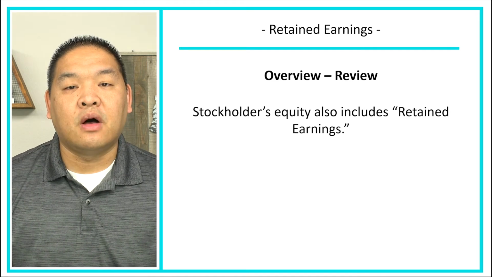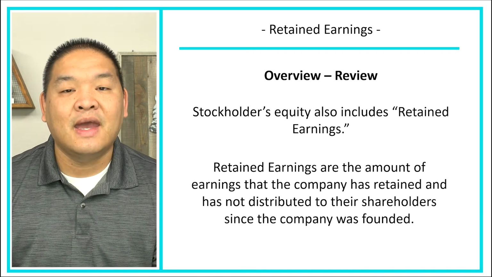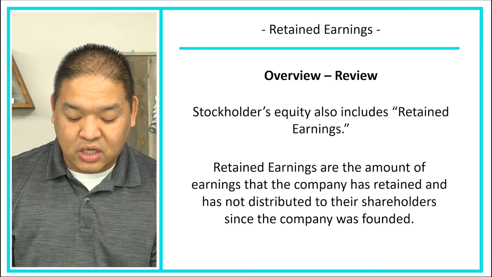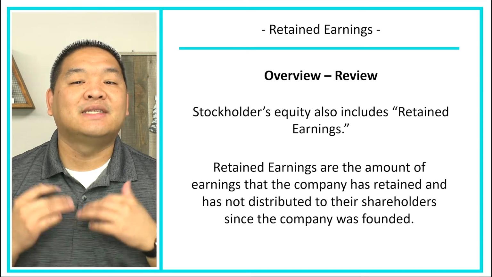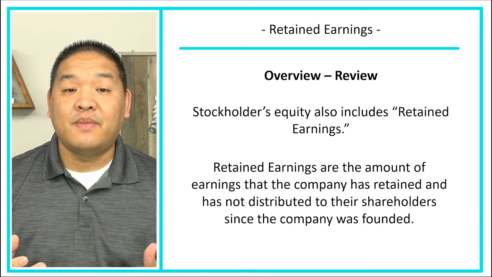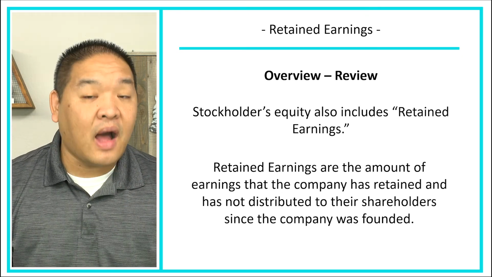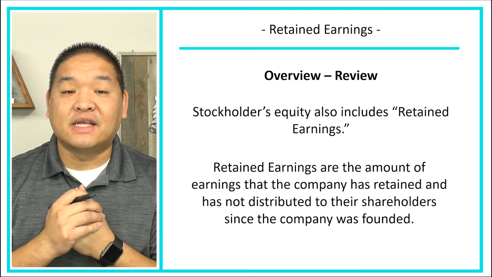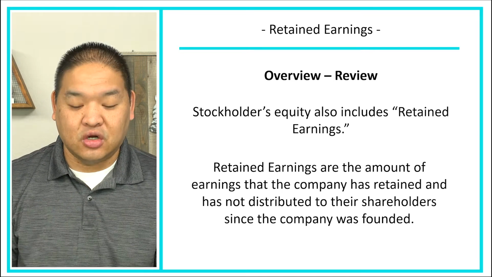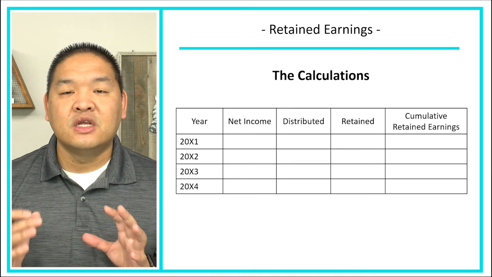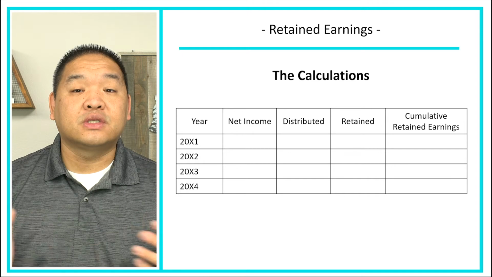Stockholders' equity also includes retained earnings. Retained earnings are the amount of the earnings that the company has retained and has decided not to distribute to their shareholders. And the keyword here is since the company was founded. So retained earnings is a cumulative effect on the balance sheet, and it continues to grow ever since the first day the company operated. So if the company has always distributed all of its earnings, then there would be no retained earnings. So let's take a look at some calculations here, just so that you know the relationship of retained earnings and how that affects the whole stockholders' equity section.